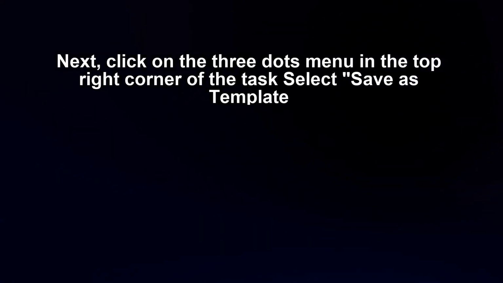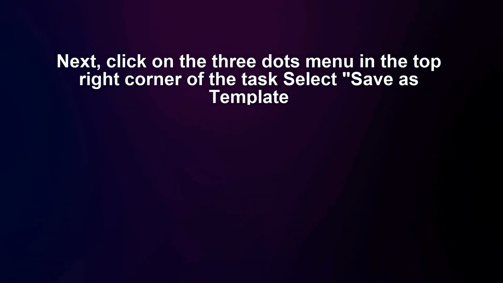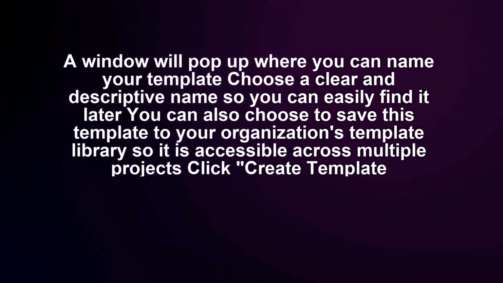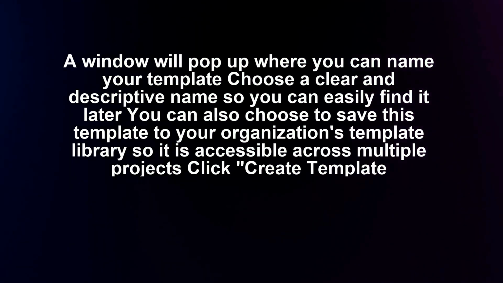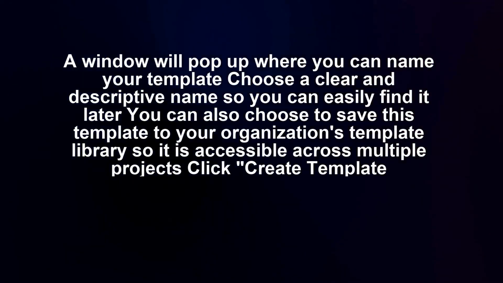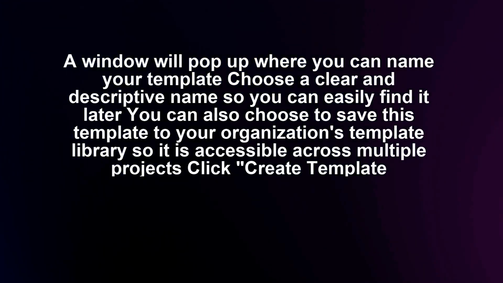Next, click on the three dots menu in the top right corner of the task. Select Save as Template. A window will pop up where you can name your template. Choose a clear and descriptive name so you can easily find it later. You can also choose to save this template to your organization's template library so it is accessible across multiple projects.